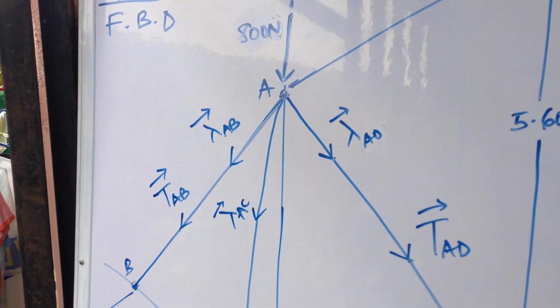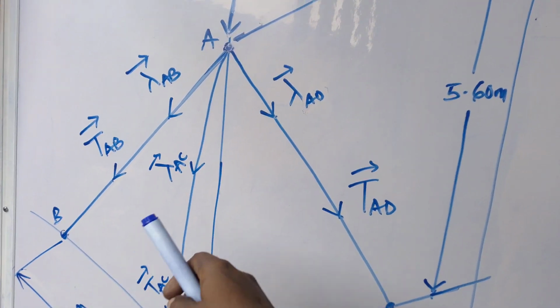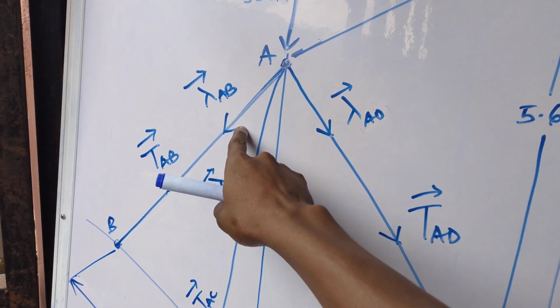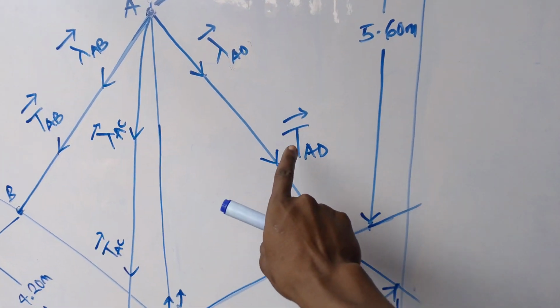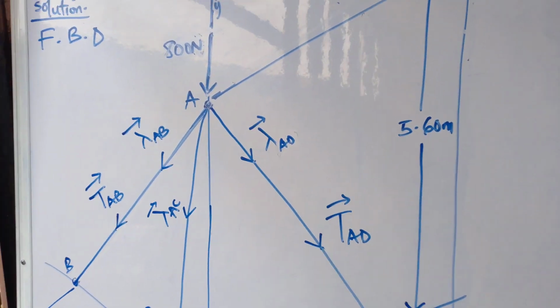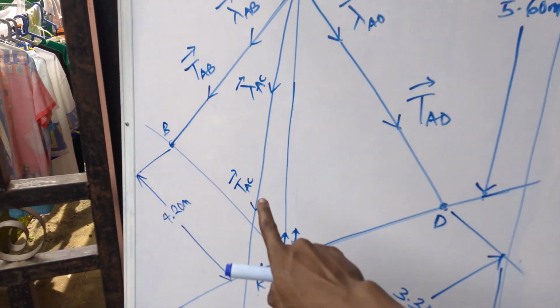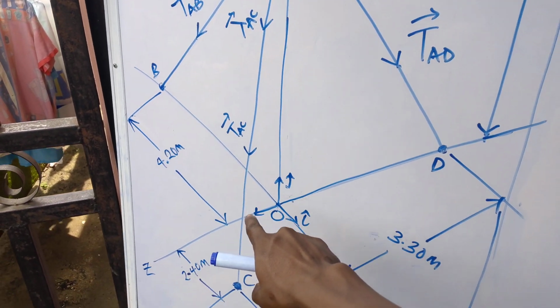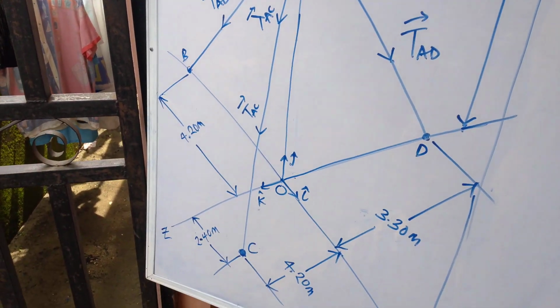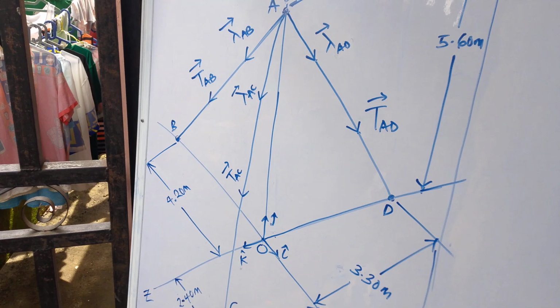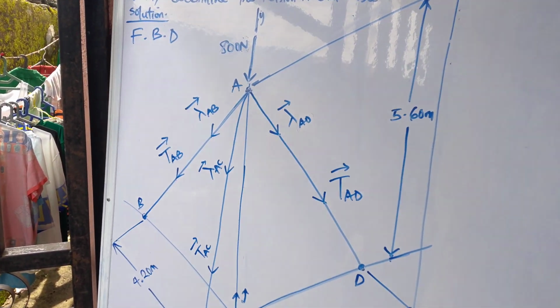Then you come to cable AB. This is the unit vector, lambda AB, and then the tension AB. Then the vector tension force AD, and the unit vector, lambda AD. Vector tension force AC, and unit vector, lambda AC. Okay, so let's solve that question.